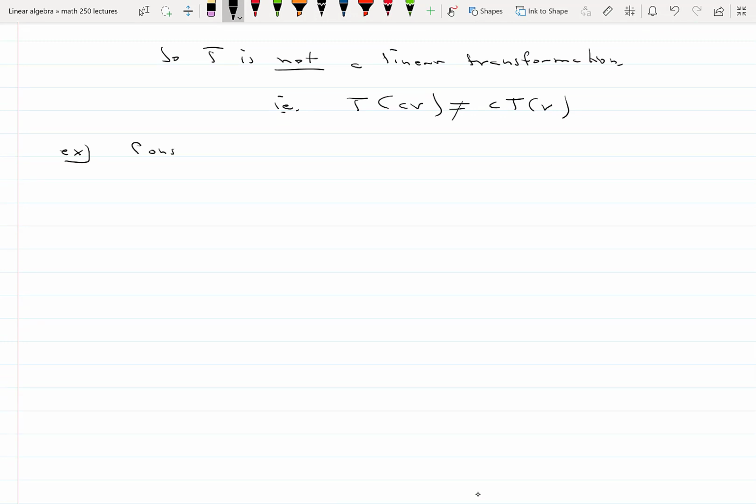So consider a transformation that takes, we'll use one we've looked at already, the function that takes P1 into P2 by T of AX plus B equals 2AX squared plus 3BX. We looked at this one. Is this a linear transformation?